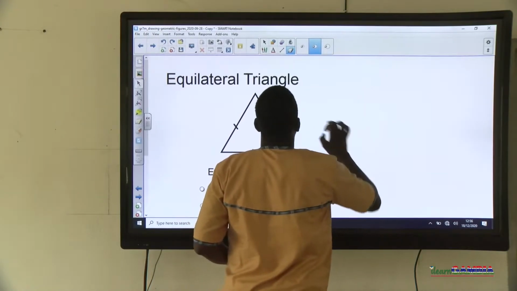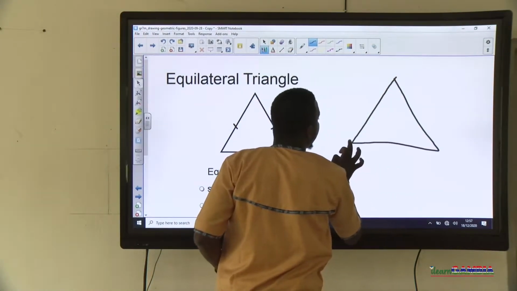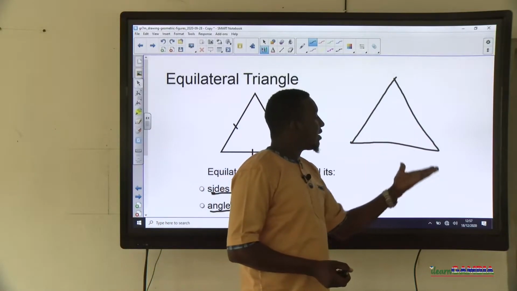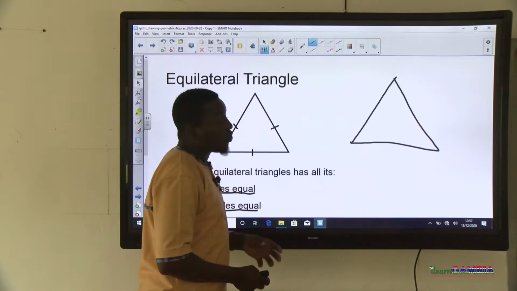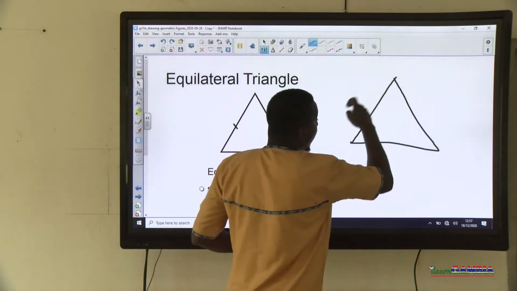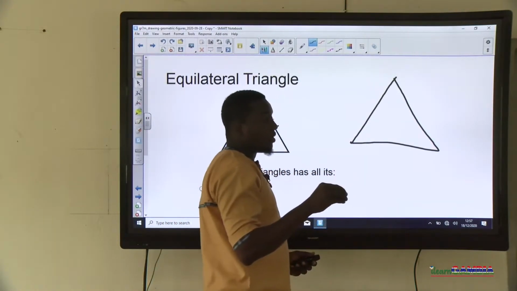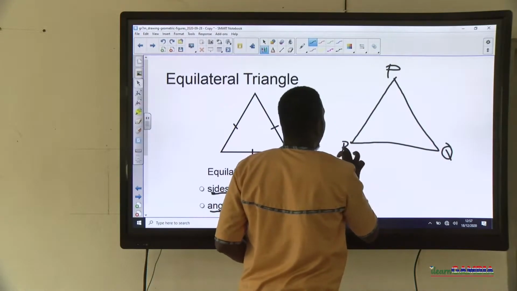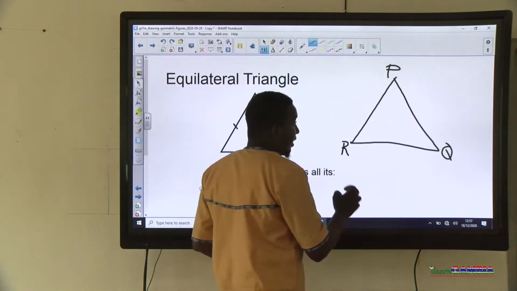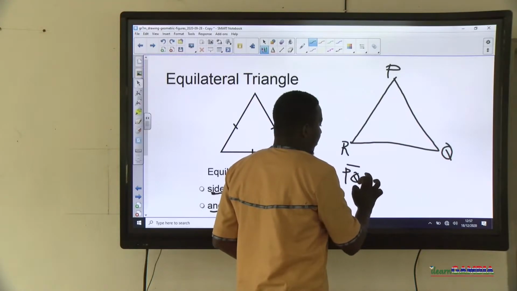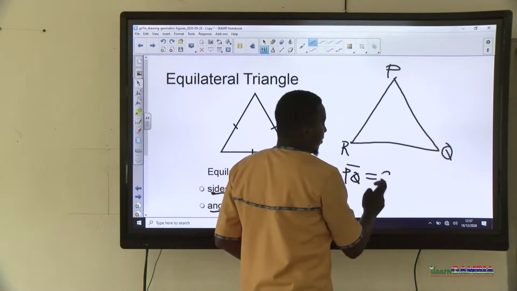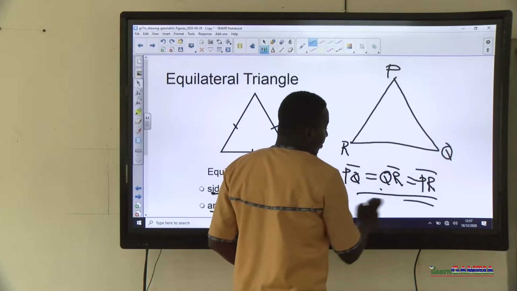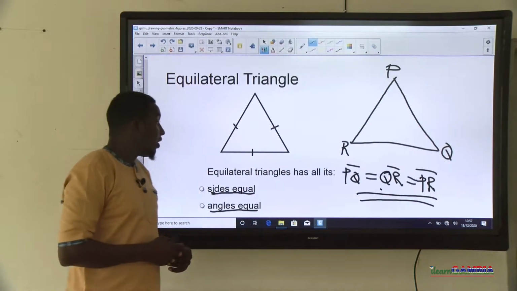Let's say you are given a triangle. It is just a plain triangle without any marks on it to indicate that the sides are equal. Since the sides are straight lines, you can simply use a ruler to measure the sides. When you find out that all the sides are equal, then you can conclude that it is an equilateral triangle. If the triangle is labeled as P, Q, and R, and you measure the distance from P to Q, and realize that the line PQ is equal to the line QR, and that is also equal to the line PR, then you can conclude that the triangle is an equilateral triangle.